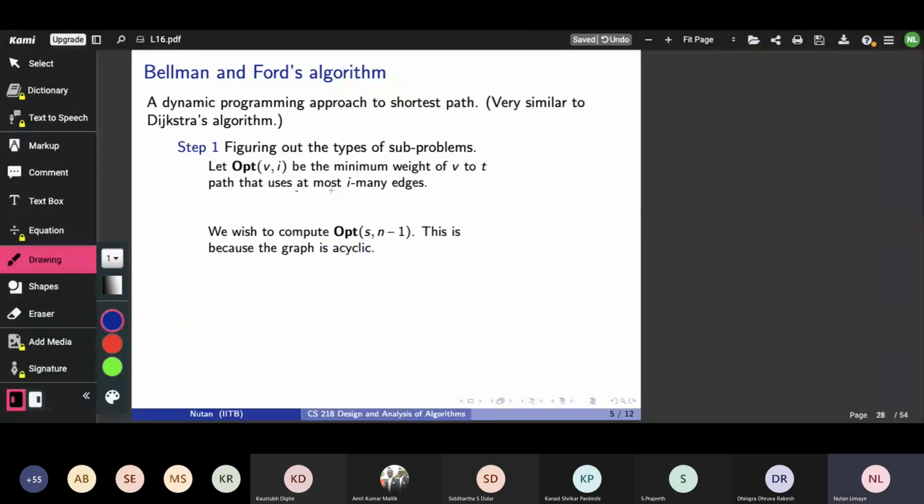Like I said, this is because the graph does not have negative cycles. Not that the graph is acyclic, but that it does not have negative cycles. I have a typo in my slides. Yeah, it should really be: this is because the graph does not have negative cycles.